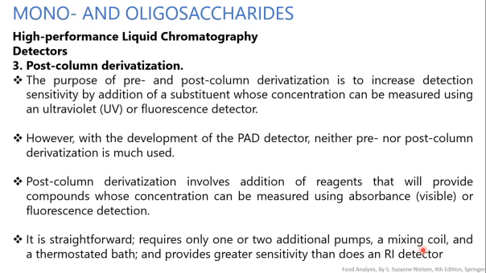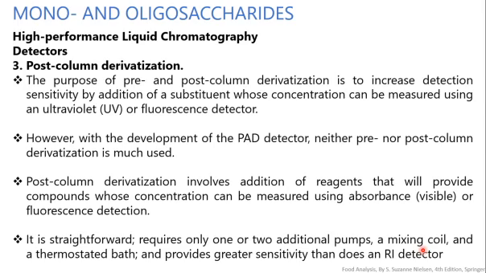So the post column derivatization involves the addition of reagents that will provide a compound whose concentration can be measured using absorbance. So we can get an absorbance in the visible range, or in case of fluorescence detection, and then from that we can find out the concentration of that particular analyte of interest. So it is straightforward, requires only one or two additional pumps, a mixing coil, and a thermostated bath, and provides greater sensitivity than that getting from an RI detector.